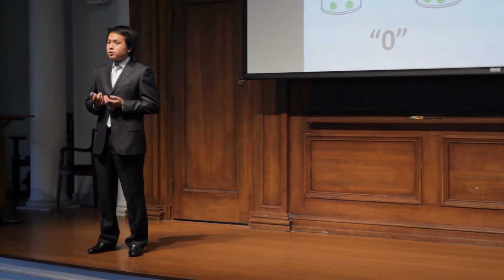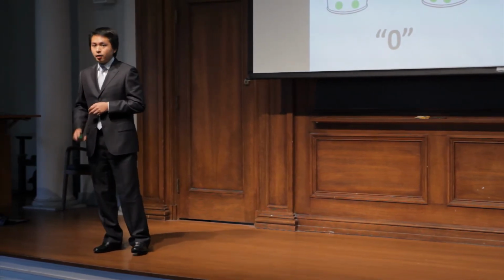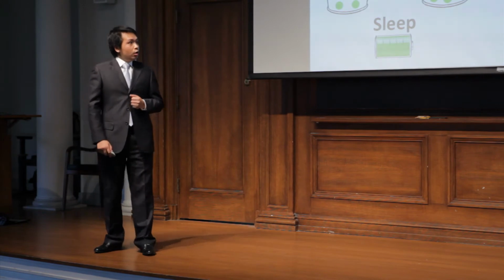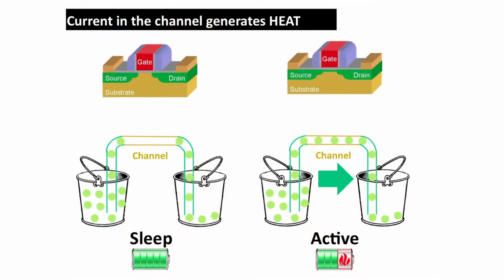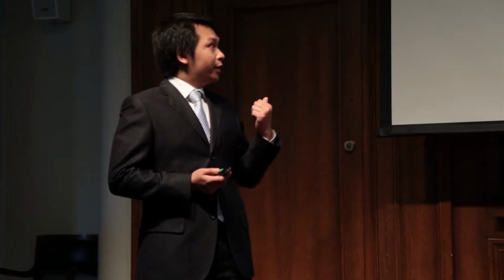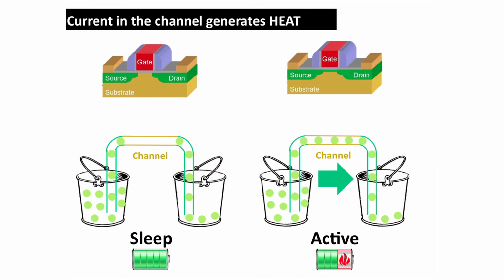But how is this related to the overheating problem? Well, the current in the channel generates heat. If there is current in the channel, which is the active state, the MOSFET will consume power from the battery and generate heat. But in the sleep state, when you don't have current in the channel, the MOSFET should not consume power and there's no heat generated.